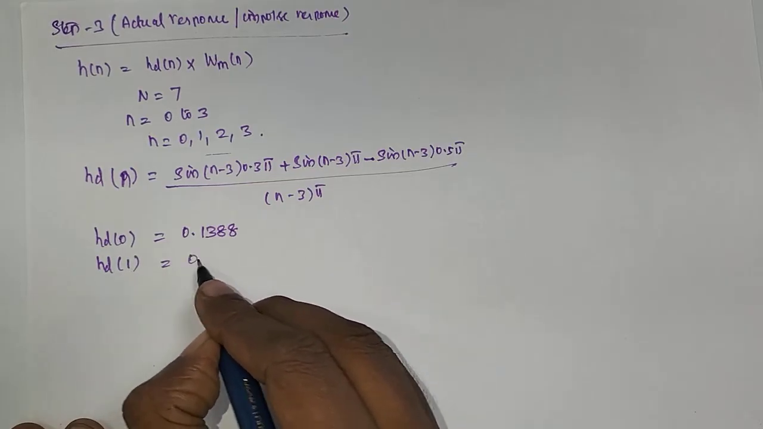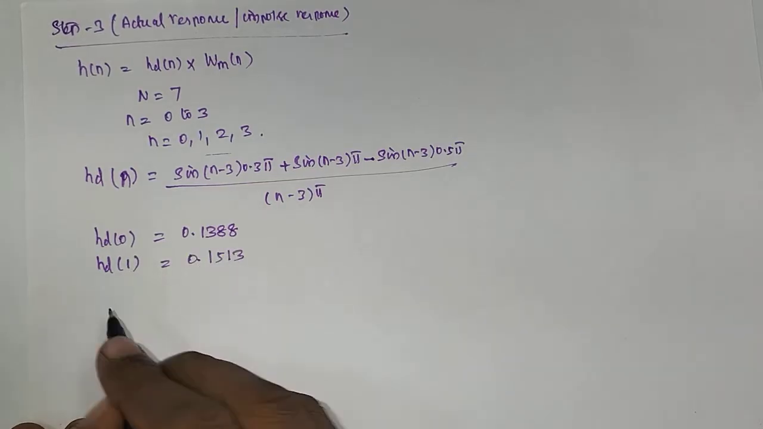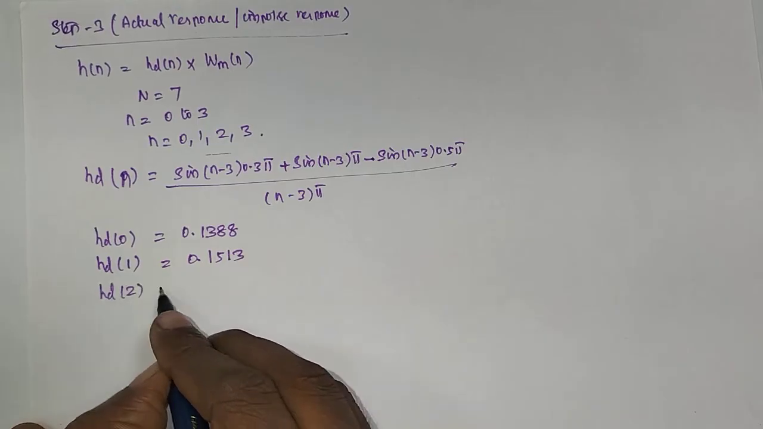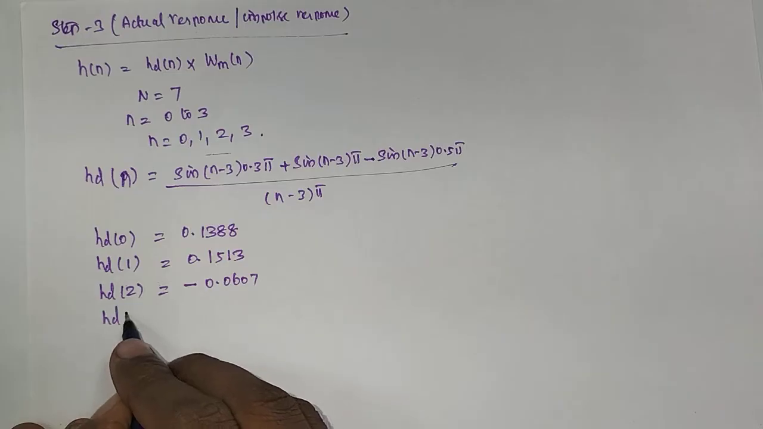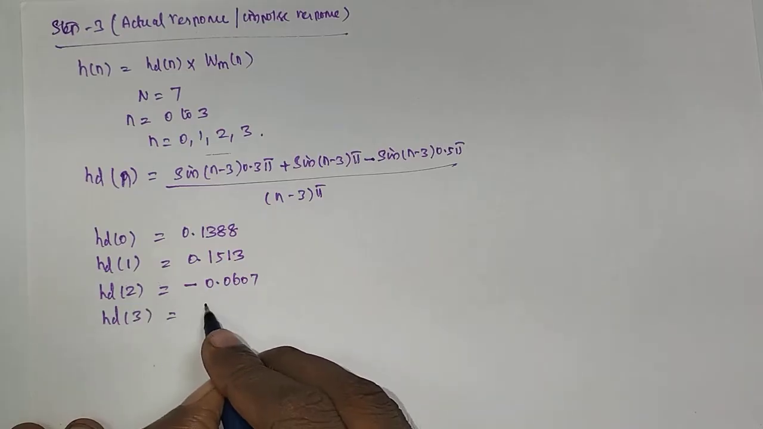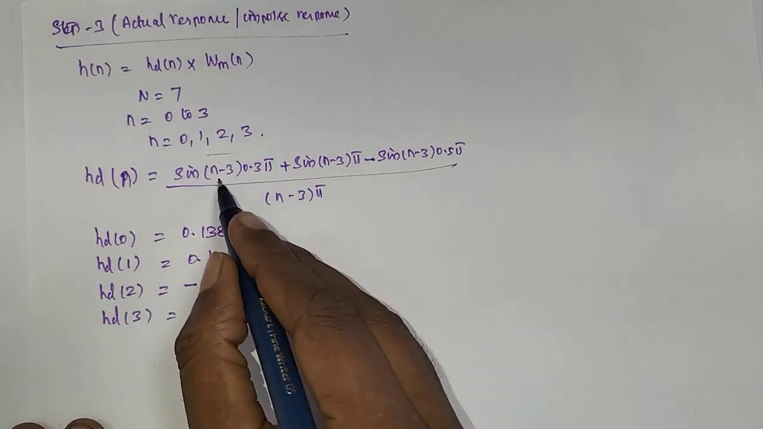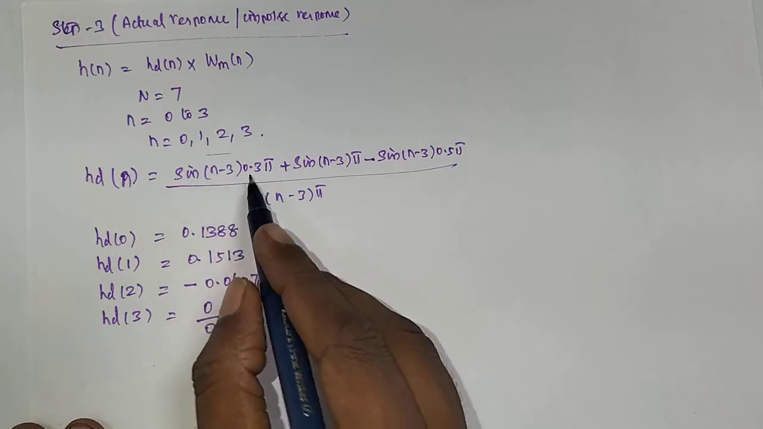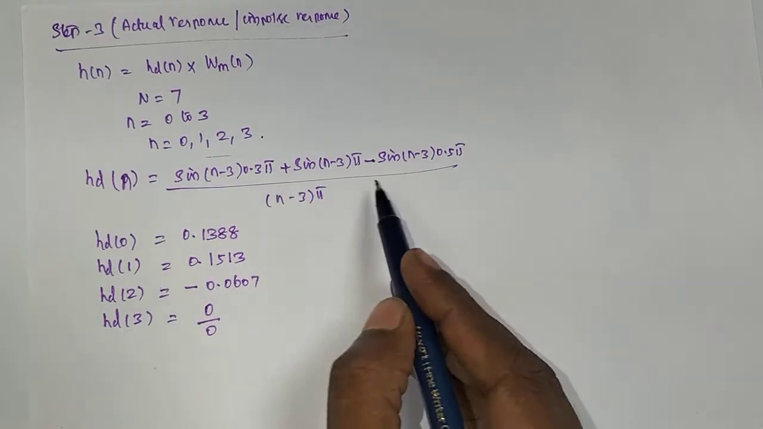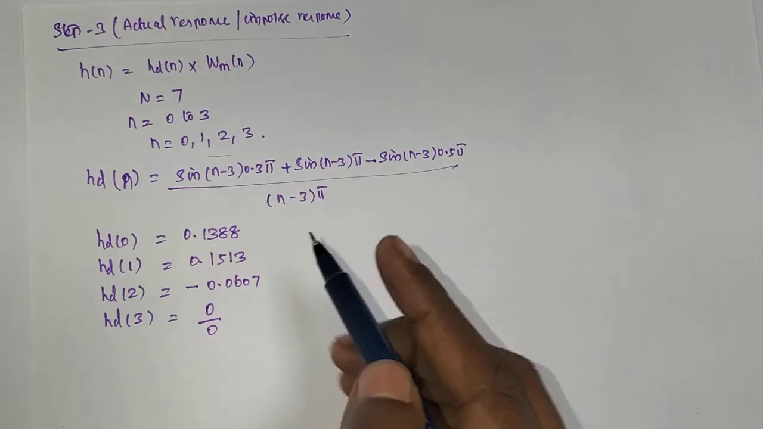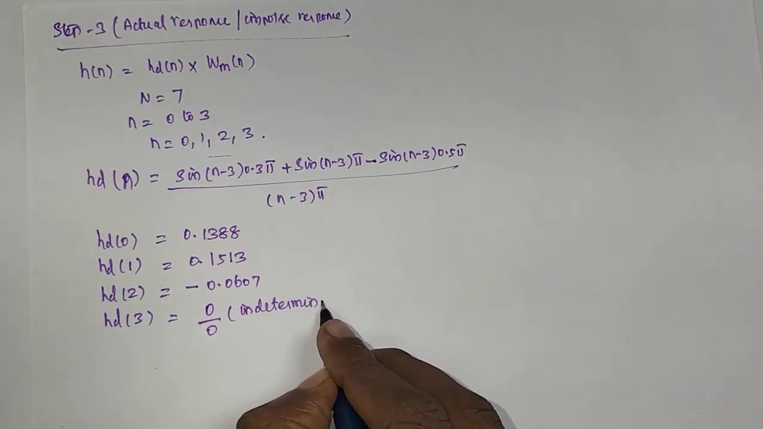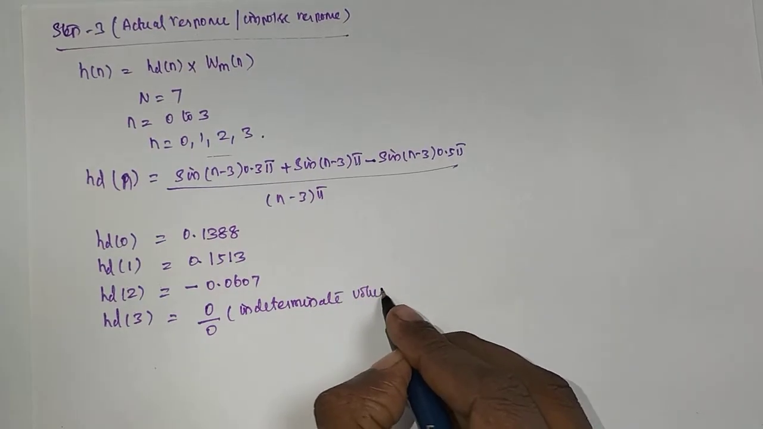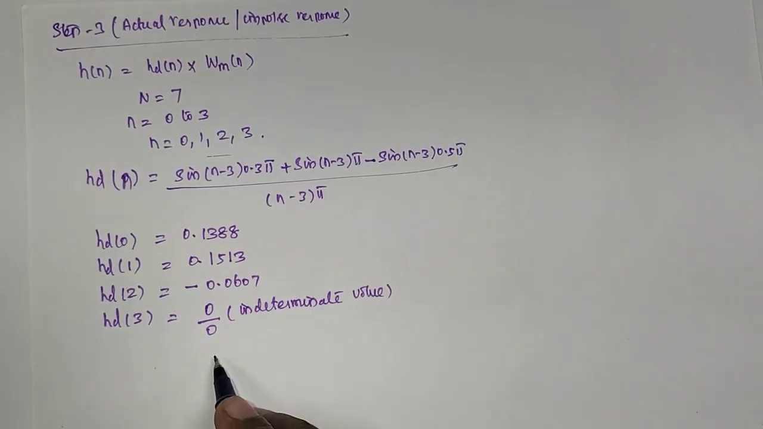For hd of 1, which is 0.1513, and hd of 2 is equal to minus 0.0607, and hd of 3 is equal to 0 by 0. When you put n is equal to 3, sin 0 is 0, so 0 by 0 is an indeterminate value. So to find the value for n is equal to 3, you have to apply L'Hospital's rule.